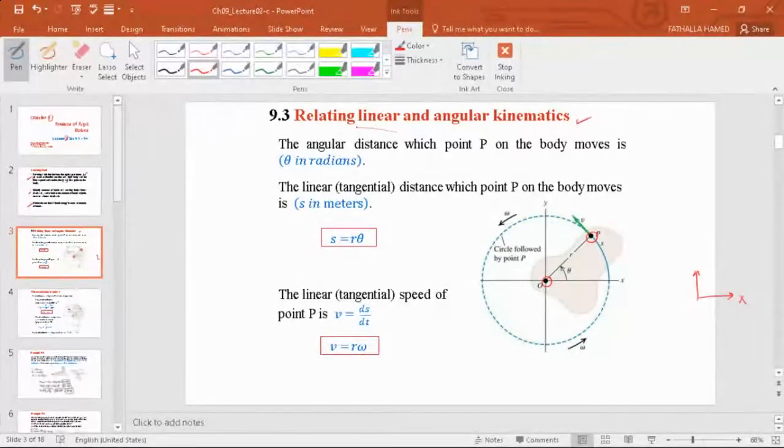So now, if we look at point P here, and we look at what we call the angular distance, it will basically rotate through some angle theta. We can say that this is the angular distance here, theta, that it goes through. Now, this point here, as it is revolving around, it will go through the circumference of the circle. So we say here the linear tangential distance of that point, or any point on the body, is expressed in terms of S, in meters, and S is equal to r theta.